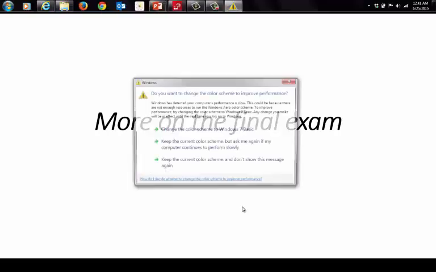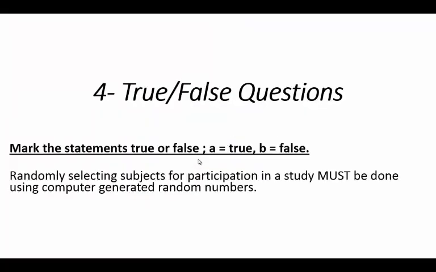As I promised, we'll keep talking about the final exam so you don't have any anxiety about the exam. So today I would like to share with you one type of questions that you are going to see on the final exam, and this is the true-false questions.